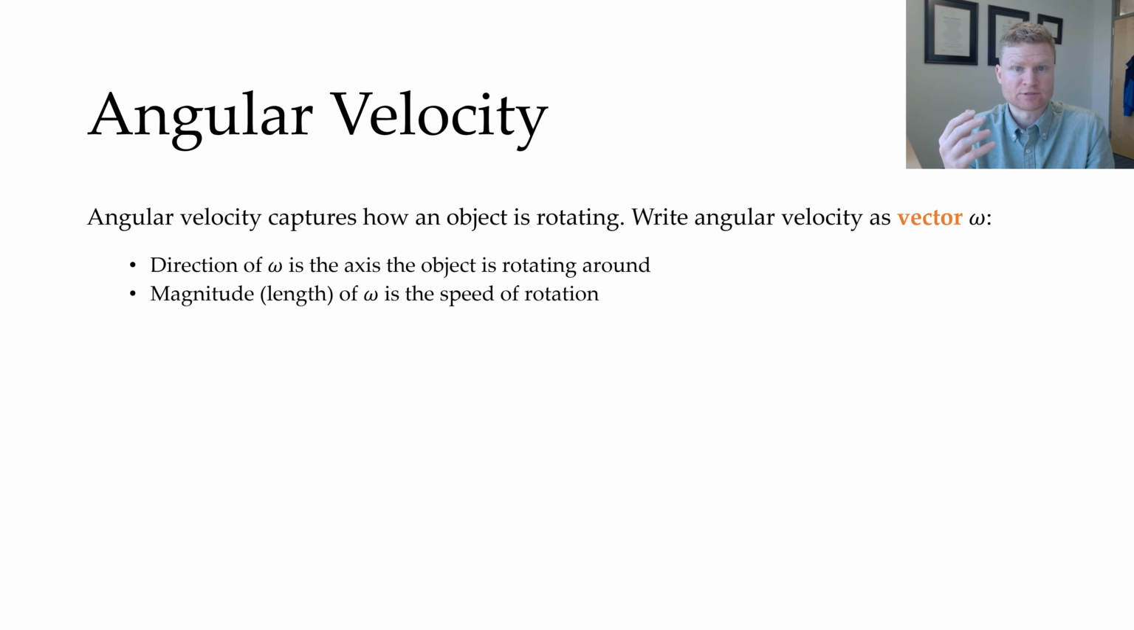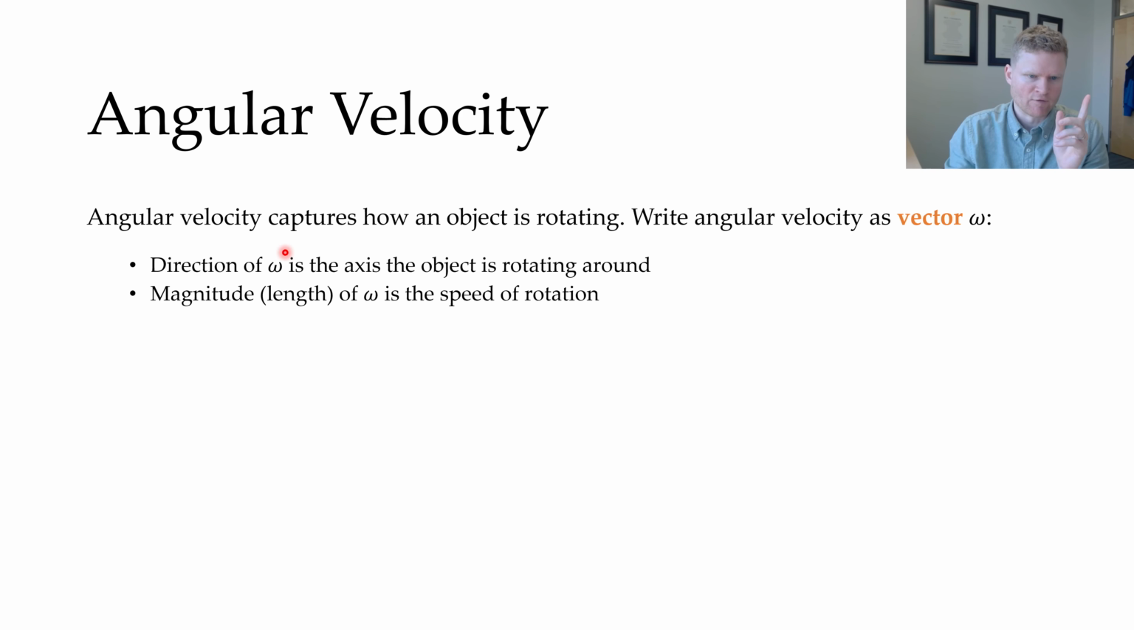Angular velocity captures how an object is rotating or spinning. We usually write angular velocity as a vector omega. Since we're looking at objects in our three-dimensional world, we want to capture how they rotate or spin around the x, y, and z axes. So omega is going to be a three-dimensional vector.